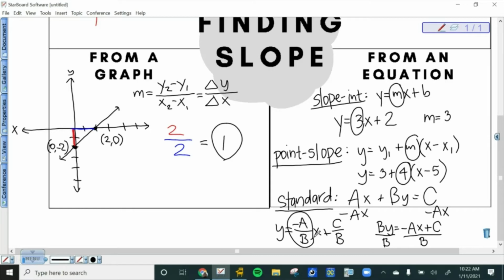Okay, so I'm going to give you one more formula. So we've got 8x plus 5y equals 1,000. This is written in standard form. What is my a here? 8. What's my b? 5. What's my c? 1,000.